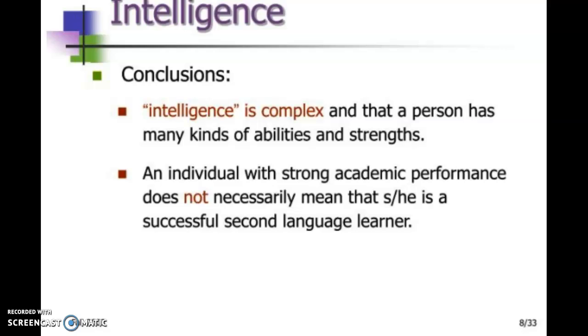So as a conclusion, intelligence is complex and a person has many kinds of abilities and strengths. Also, an individual with strong academic performance doesn't necessarily mean that he or she is successful in a second language. It doesn't matter if you are a good language learner and you acquired your mother tongue perfectly, it doesn't mean you will gain the second language in the same way. No way. You should work hard in order to be successful in second language learning.